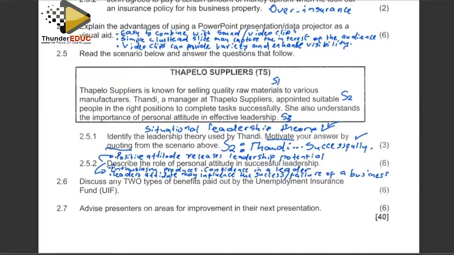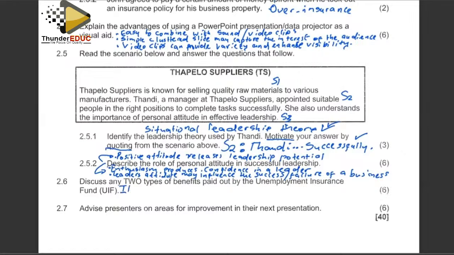So now let's move on to 2.2.6. It reads as follows. Discuss any two types of benefits paid out by the unemployment insurance fund. So now the benefits are illness benefits as well as maternity benefits. Illness benefit is when an employee is temporarily ill and can still get paid their salaries or wages. And under the maternity benefits, an employee is going to give birth but can still get their salaries or wages. Okay, right.